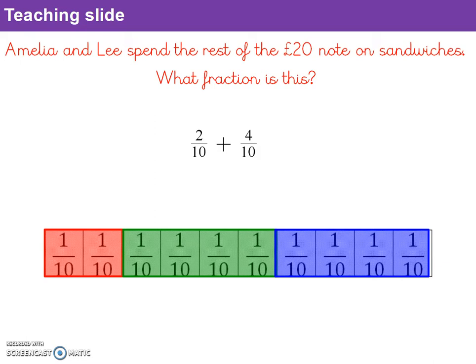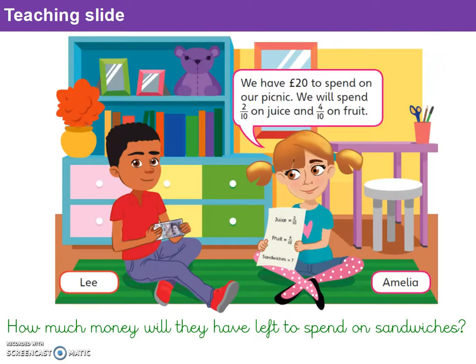So Amelia and Lee spend the rest of the £20 note on sandwiches. What fraction is this? Well, the answer to this is 4/10 of the money gets spent on sandwiches. Now let's move on to question 1b. Question 1b is asking how much money will they have left to spend on their sandwiches. So we've already worked out what fraction of that whole it's going to be, which would give us the 4/10.